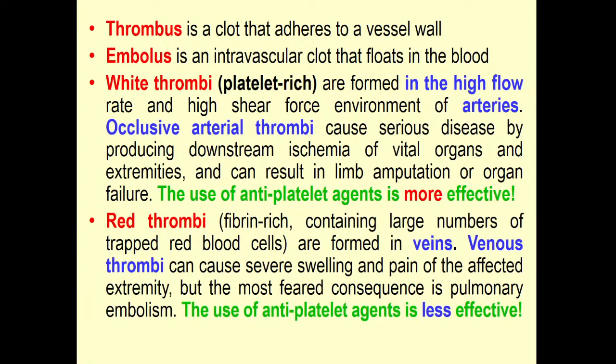Red thrombi are fibrin-rich, containing large numbers of trapped red blood cells. That's why they are red. They are formed in veins. Venous thrombi can cause severe swelling and pain of the affected extremity, but the most feared consequence is pulmonary embolism. The use of antiplatelet agents is less effective in red thrombi.